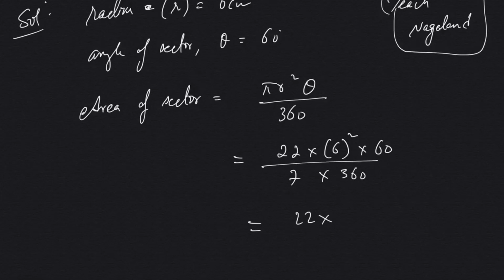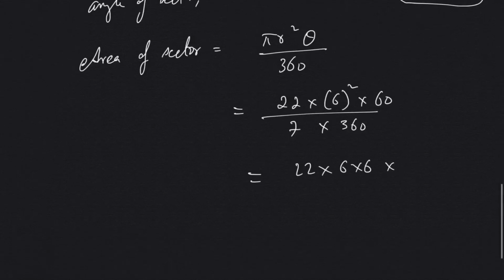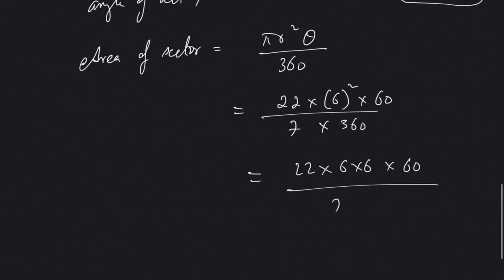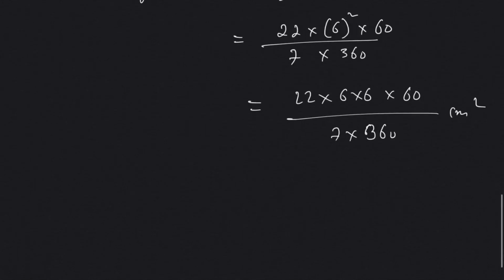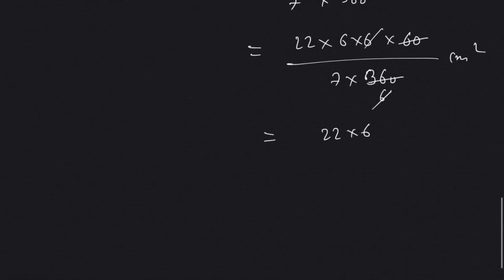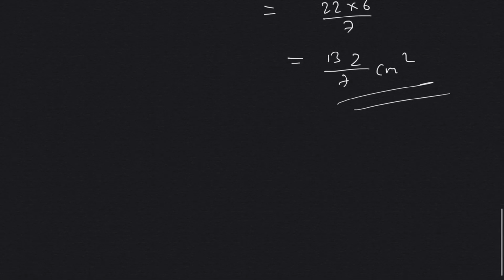So 22 by 6 into 6. No need to multiply. Let's write it elaborately so that cancellation will be easier for us. Centimeter square. So 22 into 6 by 7. So 6 twos are 12, 1 left, 132 by 7 centimeter square.